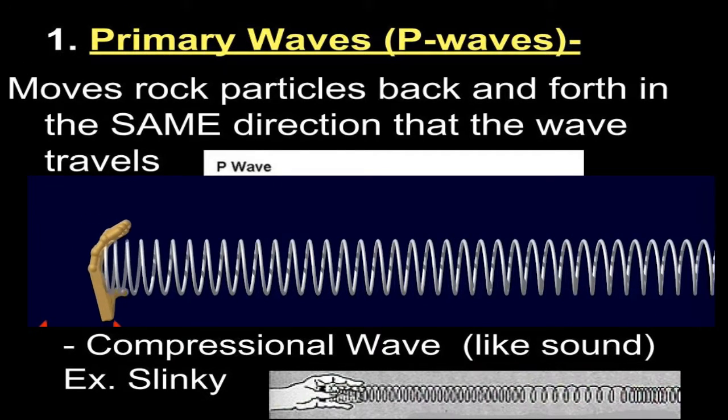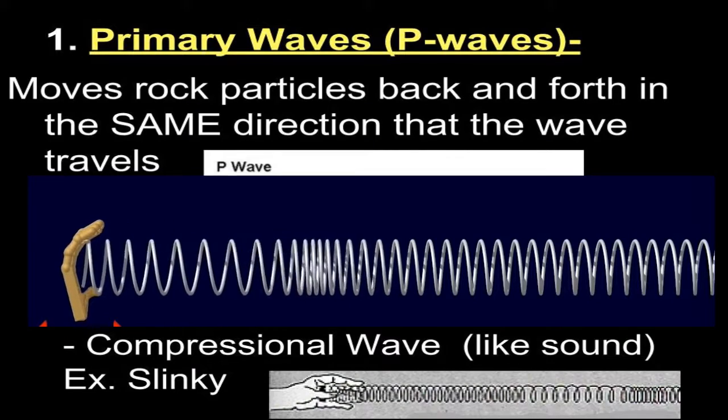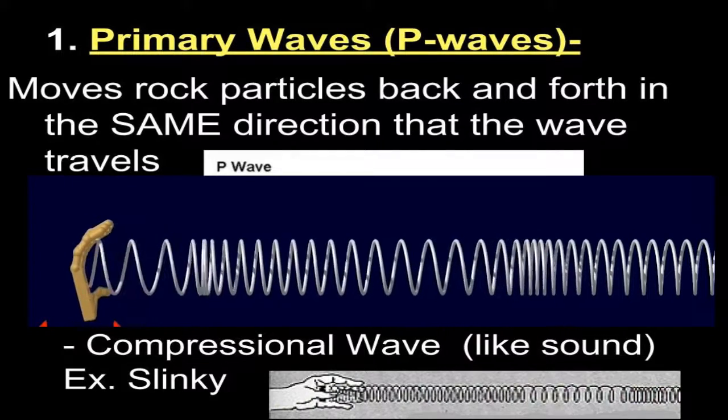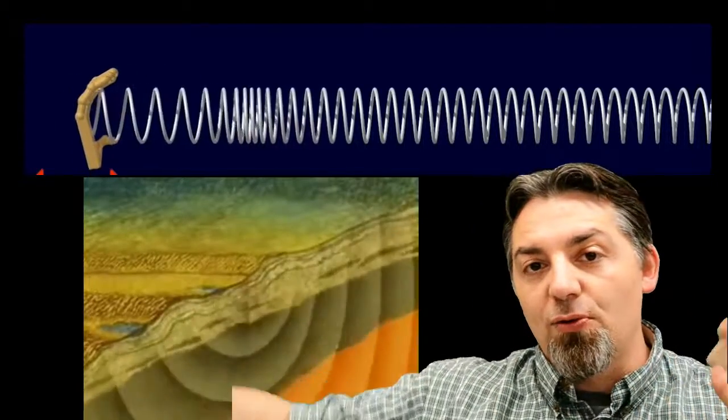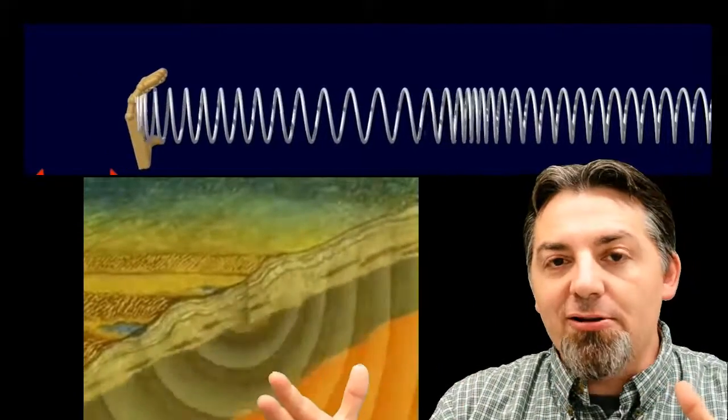This is a lot like a slinky. It's what we call a compressional wave. So it compresses the rock particles together, and those rock particles expand a bit. And that energy moves through the rock like the energy moves through a slinky.